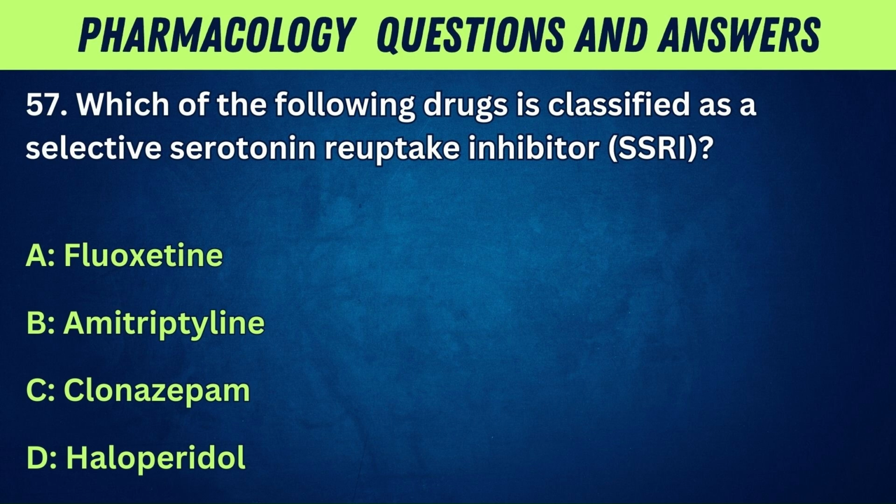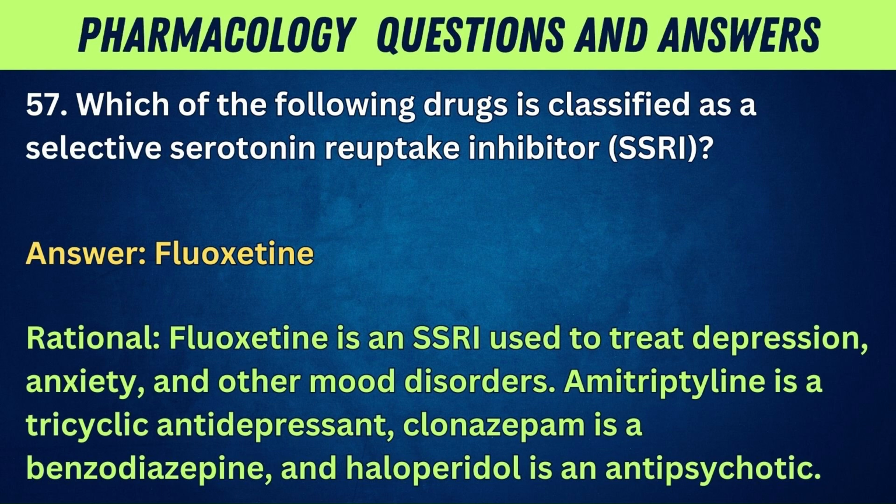57. Which of the following drugs is classified as a selective serotonin reuptake inhibitor, SSRI? A. Fluoxetine. B. Amitriptyline. C. Clonazepam. D. Haloperidol. Answer: fluoxetine. Rationale: fluoxetine is an SSRI used to treat depression, anxiety, and other mood disorders. Amitriptyline is a tricyclic antidepressant, clonazepam is a benzodiazepine, and haloperidol is an antipsychotic.